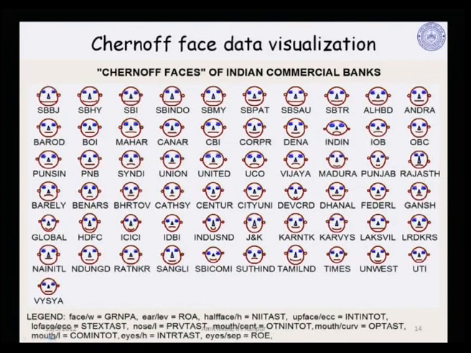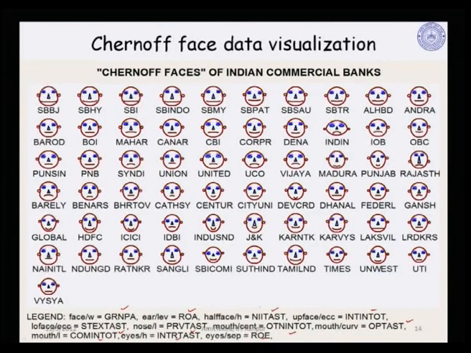This shows Chernoff faces of Indian commercial banks for a particular financial year. The variables in the data which comprise the feature vector are gross non-performing assets, return on assets, net interest income to total assets, and so on. These are all the features characterizing that multidimensional vector, and we are trying to have a facial or visual representation of such multivariate data.